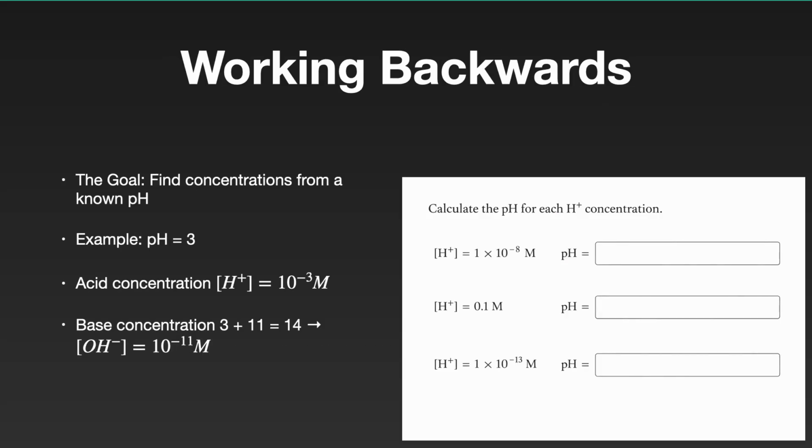You can also work backward. If I tell you a solution has a pH of 3, you immediately know the hydrogen ion concentration is 1 times 10 to the negative 3 molar. From there, you use the same add up to 14 rule to find that the hydroxide ion concentration must be 1 times 10 to the negative 11 molar. Mastering these jumps between ions and pH is the key to this chapter.